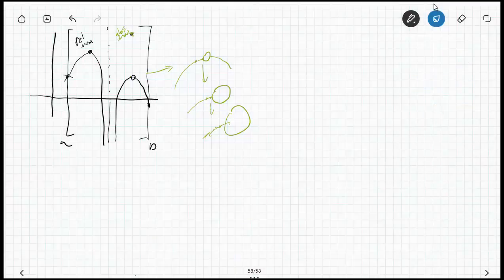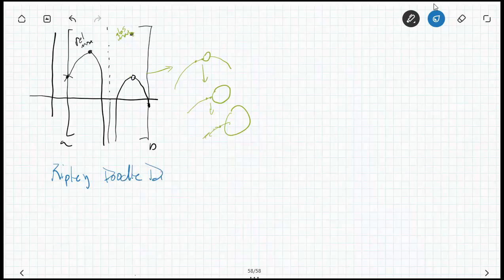Okay, now I am about to give you the keys to the kingdom. I'm going to give you something called the Ripley-Doodle diagram, and then I'm going to use the Ripley-Doodle diagram. This is my diagram, my megalomaniacal way of getting my name in the annals of mathematical history.